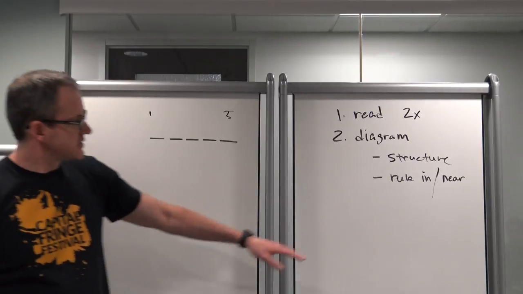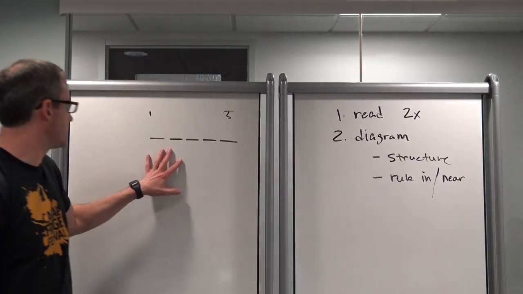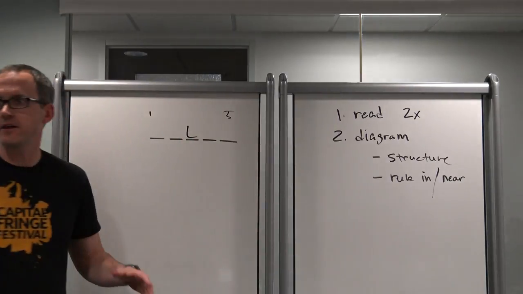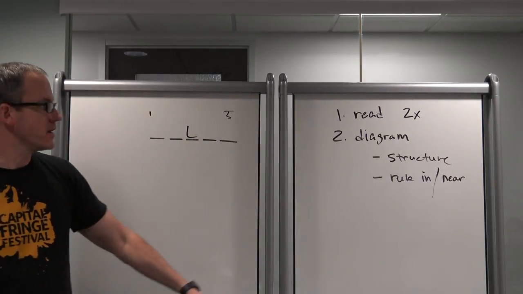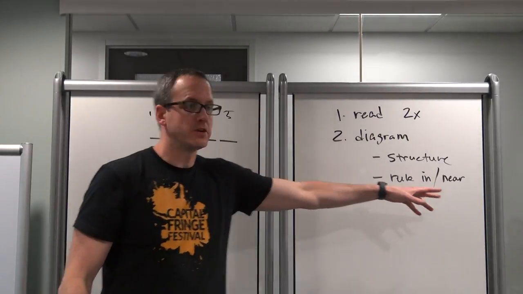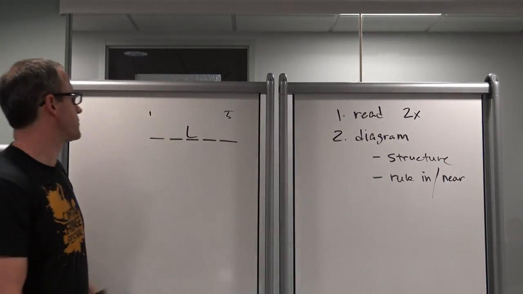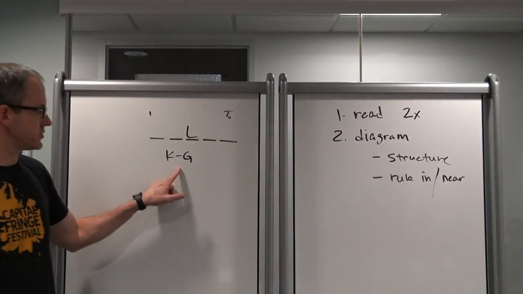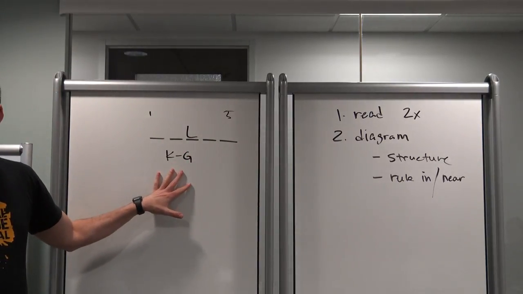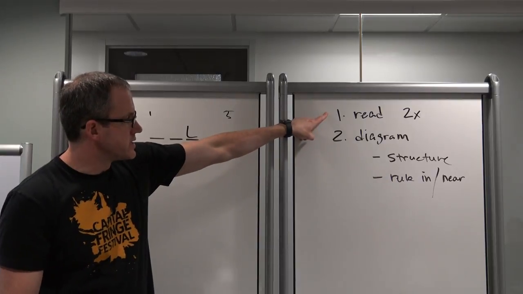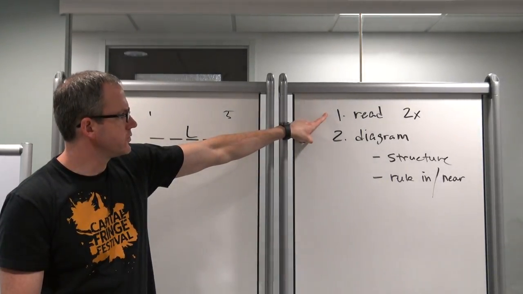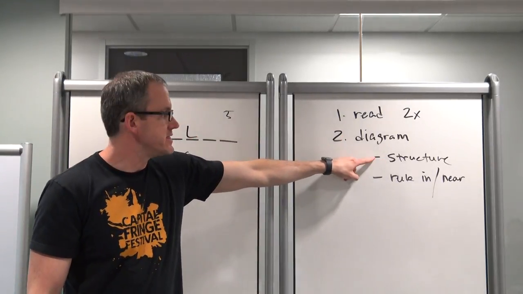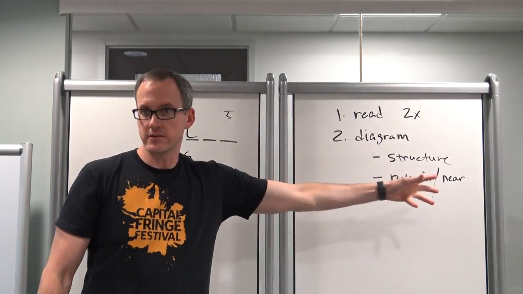Now rules tend to go in. So like if they told me that L is third, right? Then I'm putting that rule in my diagram. The other rules are going to go near the diagram somewhere close by. So maybe they tell me that K comes before G. I'm going to draw that right below the diagram, right? This is why it's kind of important to read through the rules or the whole setup first, because you want to figure out your structure and then you incorporate your rules into the structure.